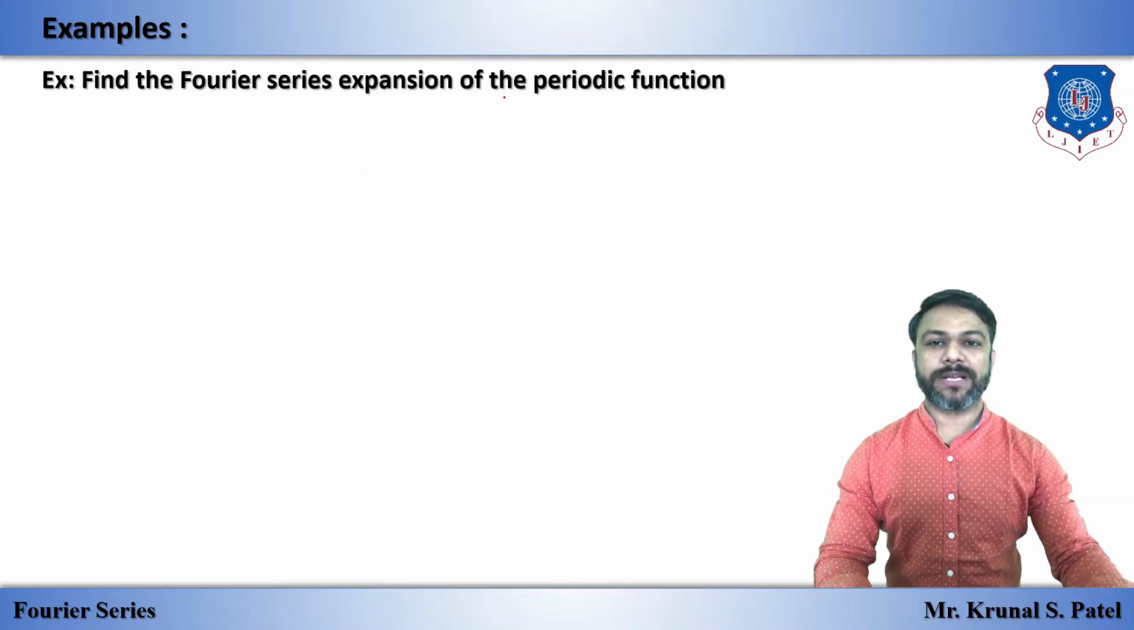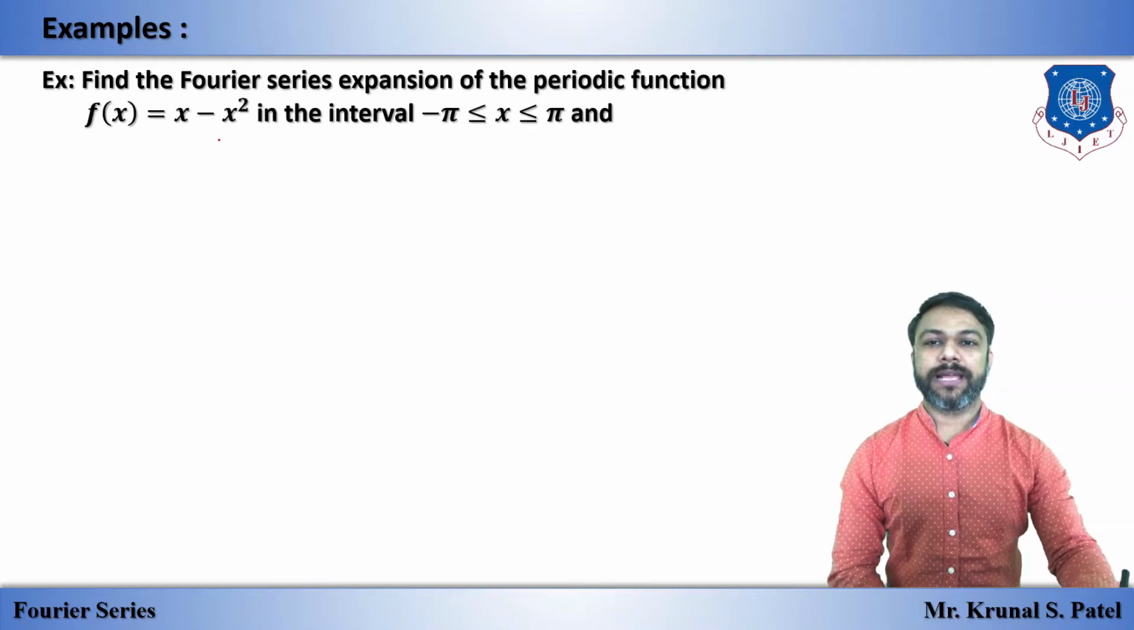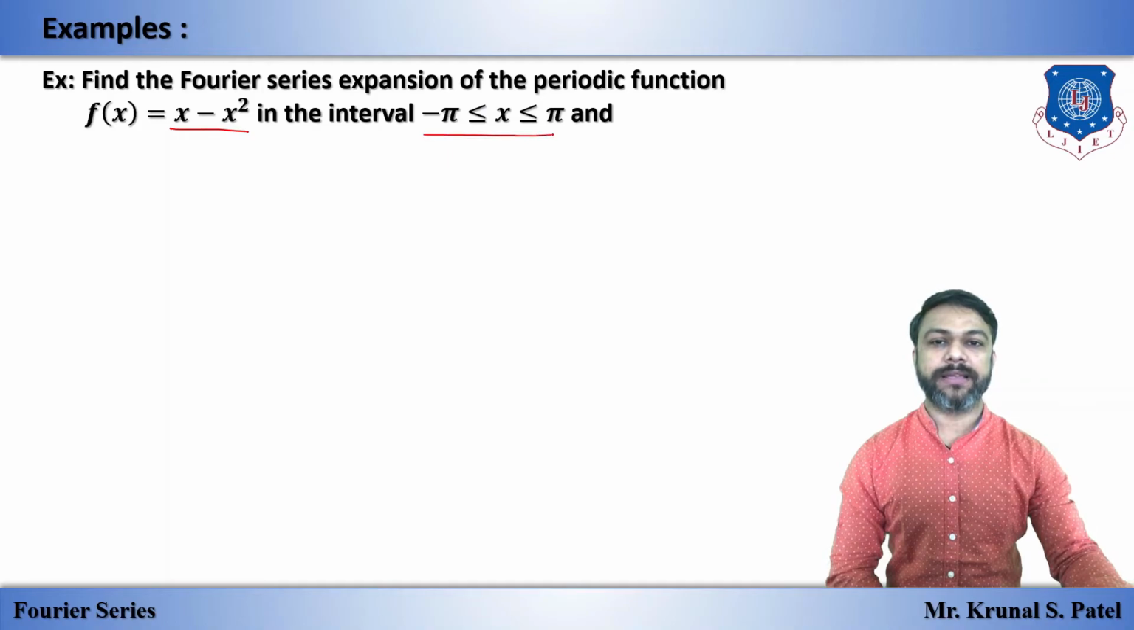Find the Fourier series expansion of the periodic function f of x equal to x minus x square in the interval minus pi less than or equal to x less than or equal to pi.